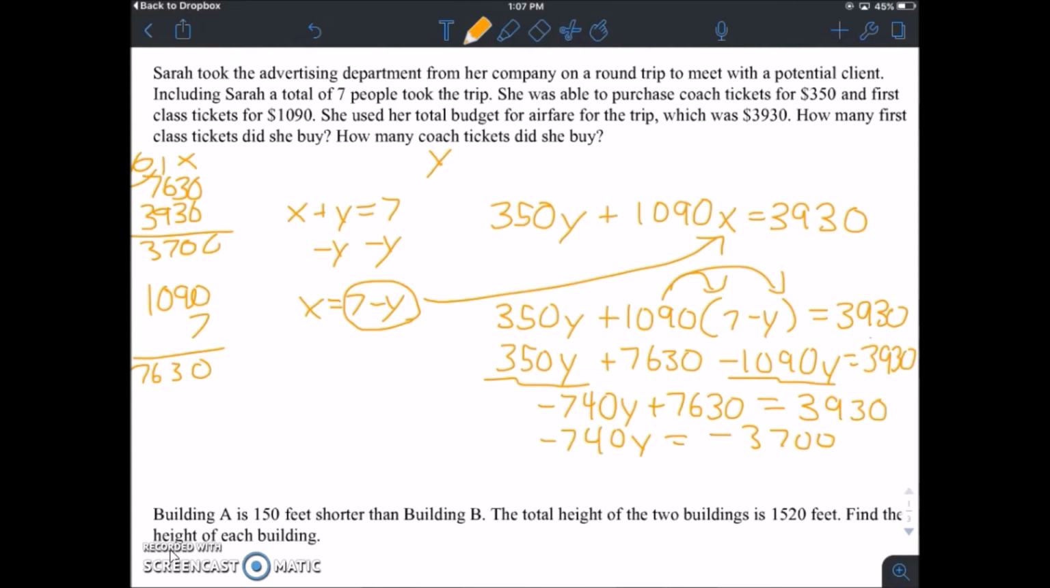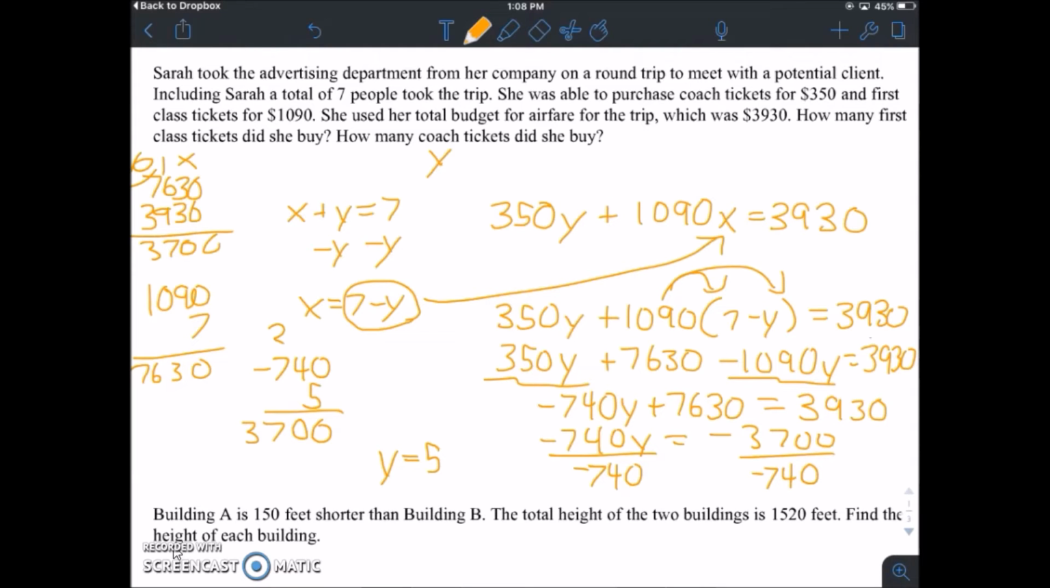Divide both sides by negative 740. And I've got to figure out how many times that happens. I think it's 5. 5 times 740 is 3,700. Yep. So y equals 5.